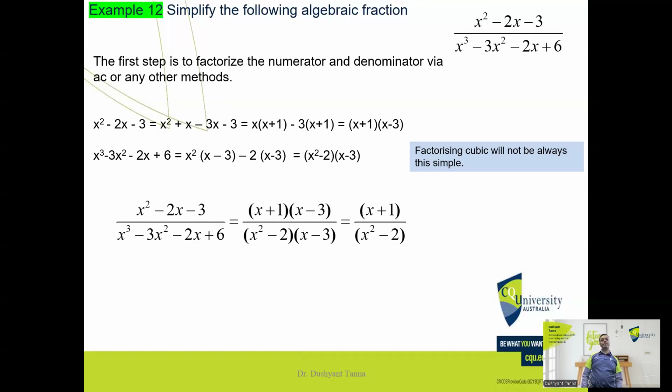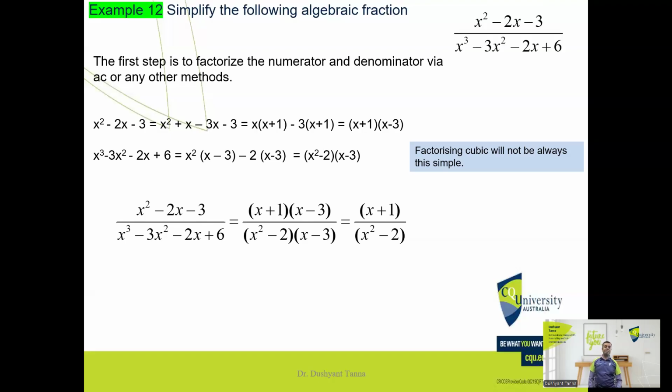The first step is to factorize the numerator and denominator via AC or any other method. So quadratic is fine, but the denominator is a cubic. But we have seen this question. I think it was example 2 or 3. Yeah, I just skipped it. So you take x squared common, that's x minus 3, and then minus 2 common, x minus 3, as shown here, the factors. Cancel x minus 3, what remains is the answer, right?